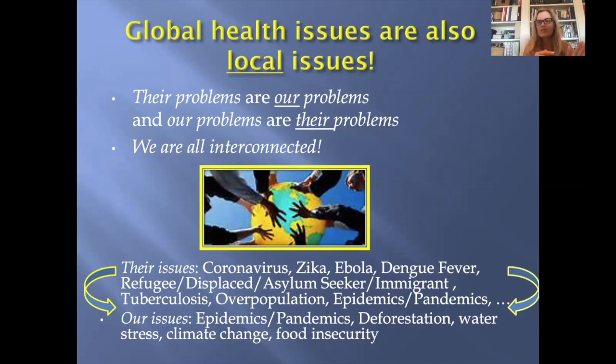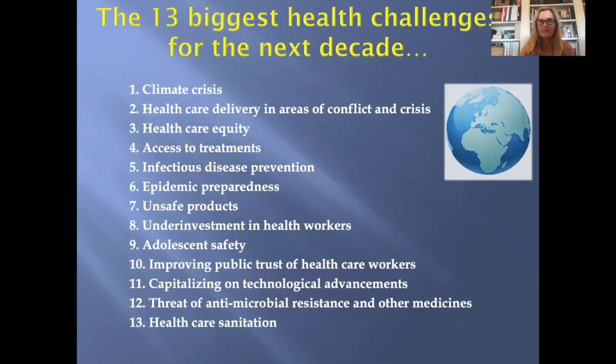They're all issues that are global. They're found all around the world. They're also found here and vice versa. And whatever happens globally around the world, oftentimes will impact us locally and vice versa. I wanted to share with you the 13 biggest health challenges for the next decade.